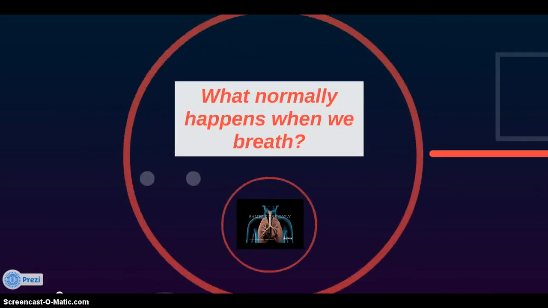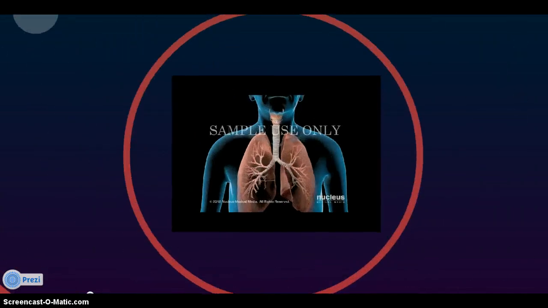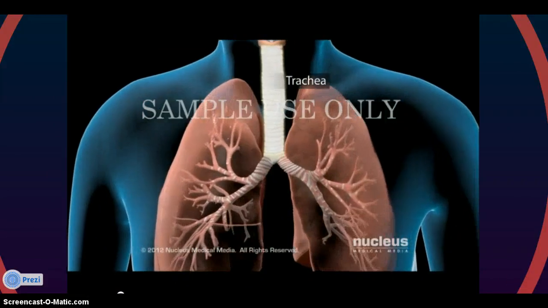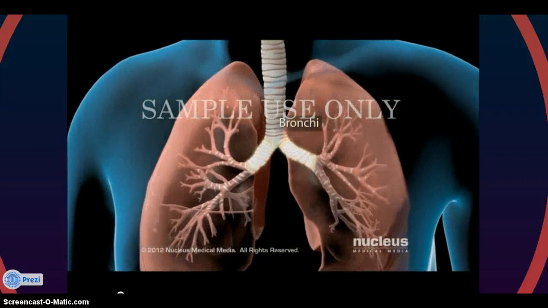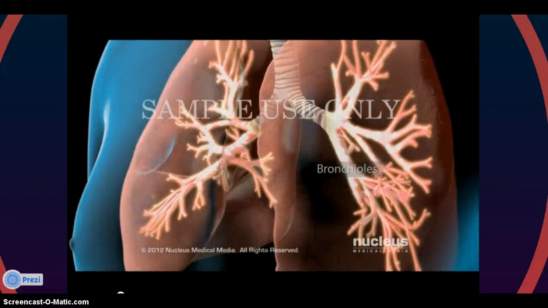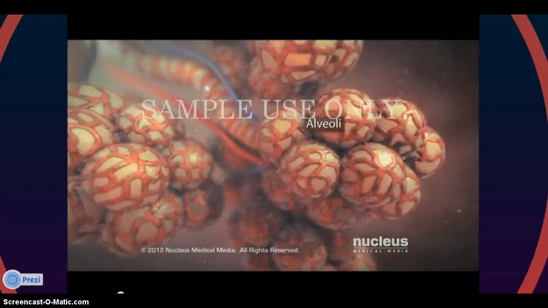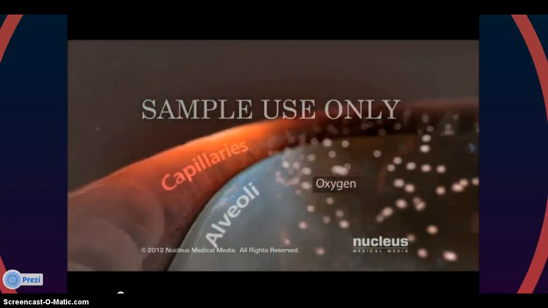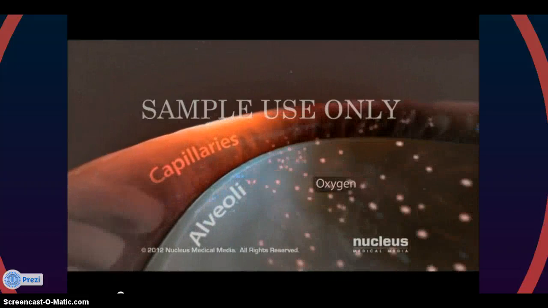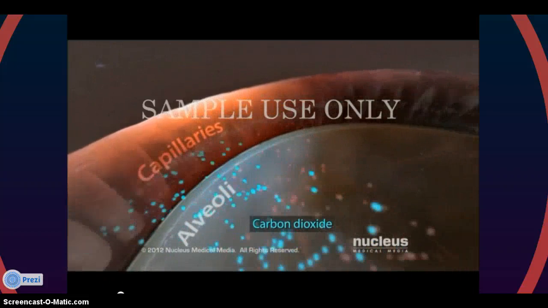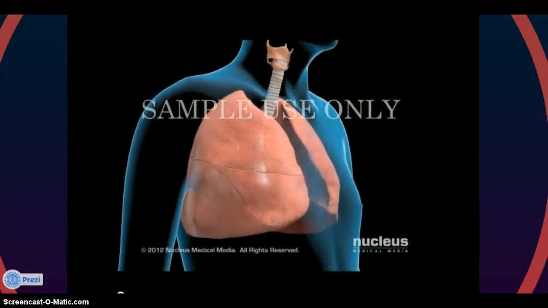Now we are going to watch a video about what normally happens when we breathe. Normally, as you inhale, air moves freely through your trachea or windpipe, then through large tubes called bronchi, smaller tubes called bronchioles, and finally into tiny sacs called alveoli. Small blood vessels called capillaries surround your alveoli. Oxygen from the air you breathe passes into your capillaries. Then carbon dioxide from your body passes out of your capillaries into your alveoli so that your lungs can get rid of it when you exhale.